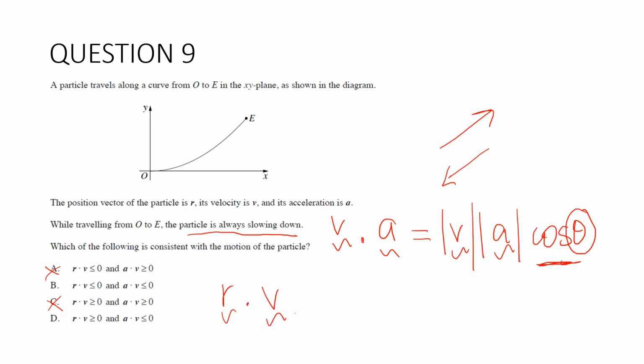So at any of these positions here, here's our position vector, and our velocity vector is the direction that it's going. And can you see that they're always in a similar direction at each point? I'm making a mess here, but I think you get the idea. And so the angle between these two would be acute. And if the angle between them is acute, then cos theta would be positive, and so r dot v would be greater than or equal to 0. And that makes our answer D.